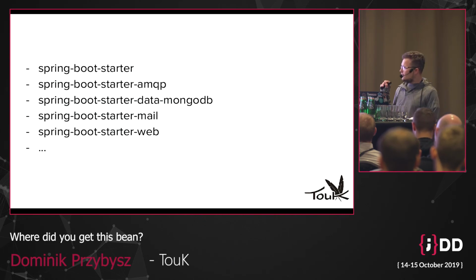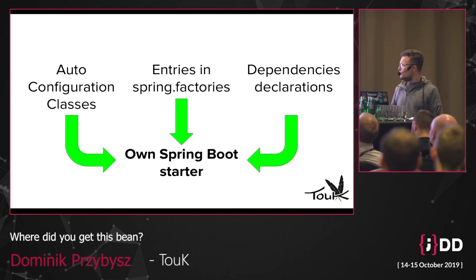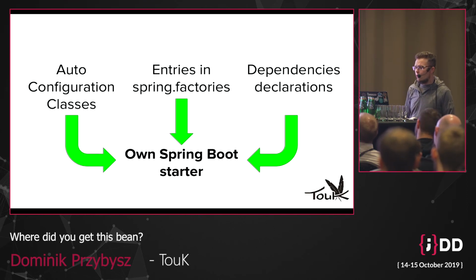And if you look deeply inside these dependencies, you will see that this is a combination of three things. Auto configuration classes, which could be a lot in one starter. We also have to define all these auto configurations inside our spring.factories and add the dependencies to our POM XML or build Gradle file. And in such a way, we'll end up with our own Spring Boot starter.